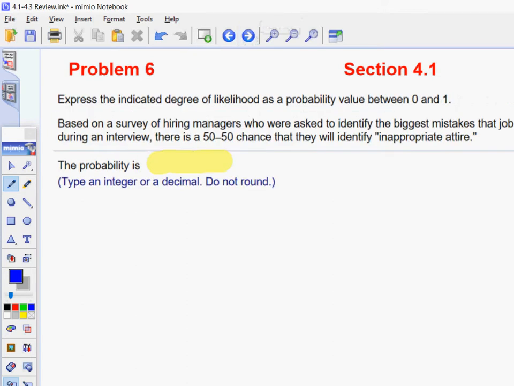Problem 6. Express the indicated degree of likelihood as a probability value between 0 and 1. Based on a survey of hiring managers who were asked to identify the biggest mistakes that job candidates make during an interview, there is a 50-50 chance that they will identify inappropriate attire. 50-50 chance. What are they saying here? 50-50. 50 success, 50 not success on inappropriate attire.